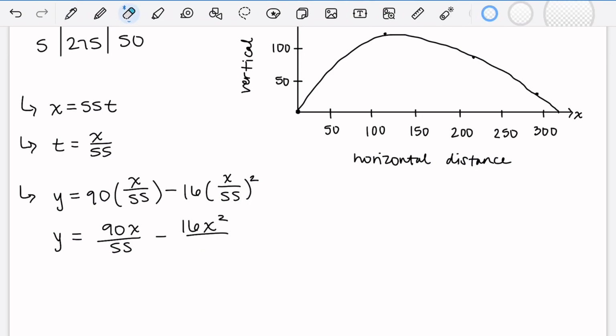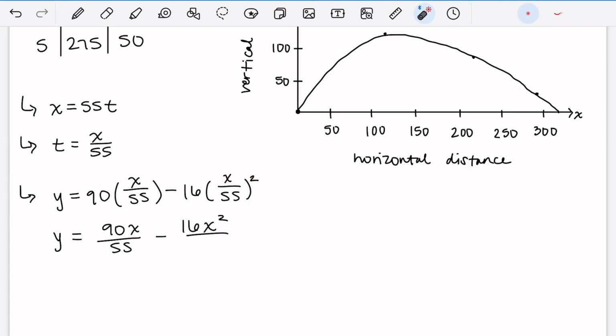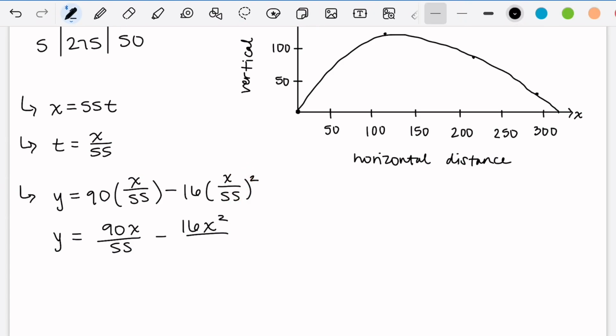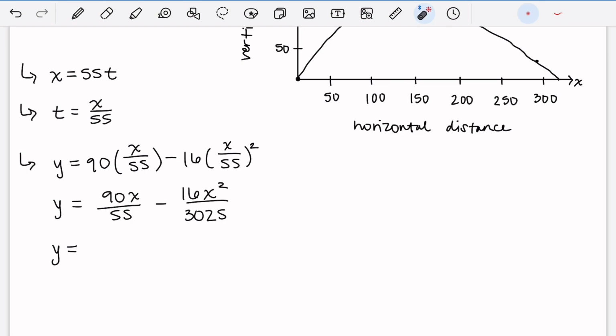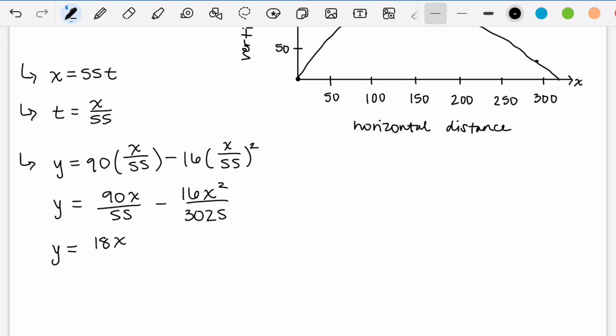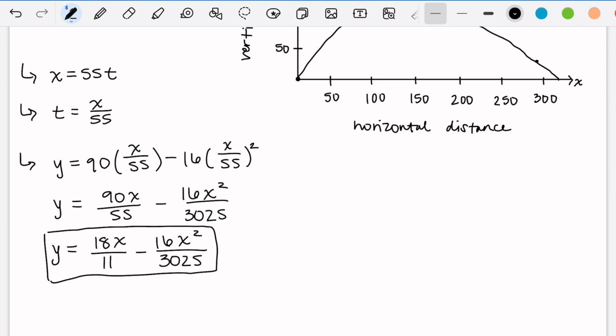and since this exponent here is being distributed to our x and our 55, in the bottom here we're actually going to get 55 squared, which will be this here. And then lastly, we can simplify these guys here. We'll divide the top and bottom by 5. We'll get 18x over 11 minus 16x squared over this here. And so this is our final rectangular equation fully simplified.